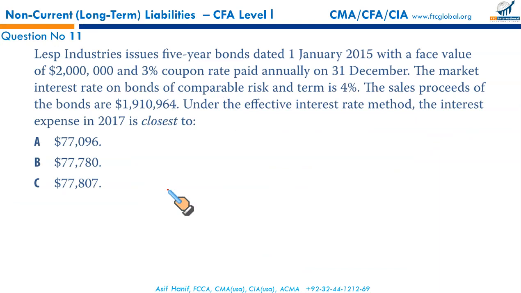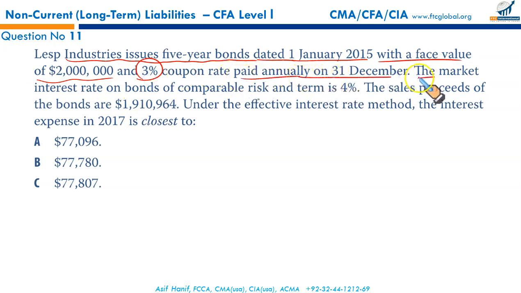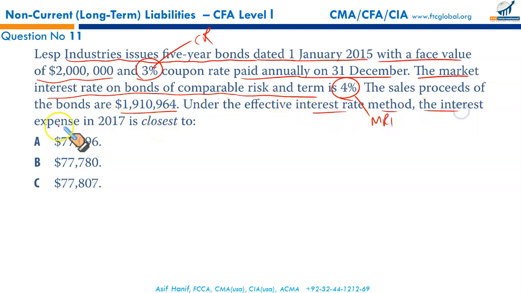Okay, now this question needs some serious working. You may have to tabulate the information. Lesp Industries issues 5-year bonds dated 1st January 2015 with a face value of $2 million, 3% coupon rate paid annually at the end of every year. The market interest rate on the bonds of comparable risk was 4%. This is MRI. This is your coupon rate. So market rate is more than this. It's a discount bond. The sale proceeds of the bonds are 1.9 million. You can see a 2 million face value bond brings you 1,910,964 discounted.